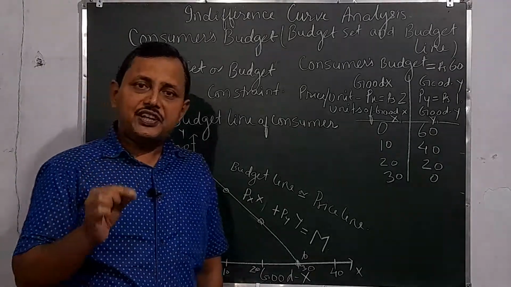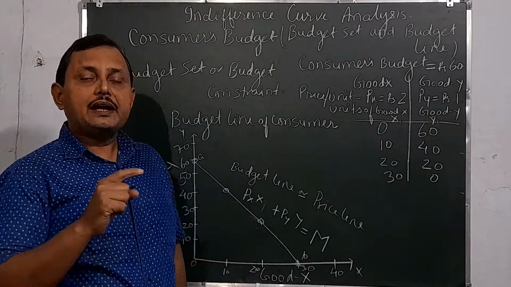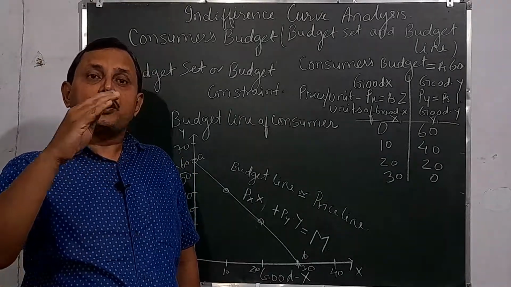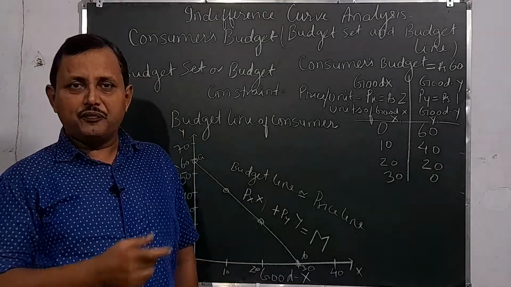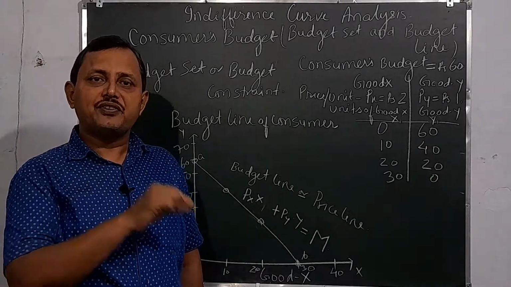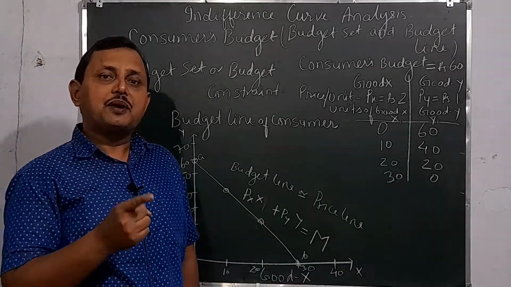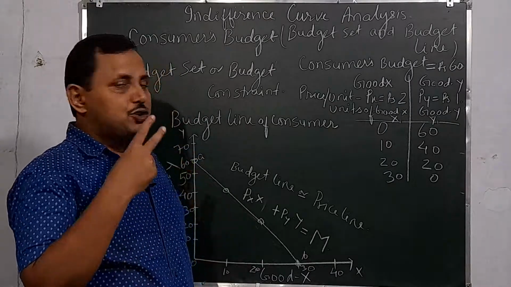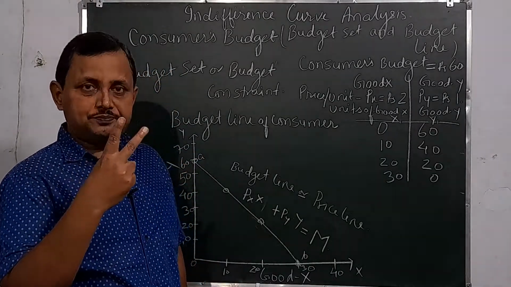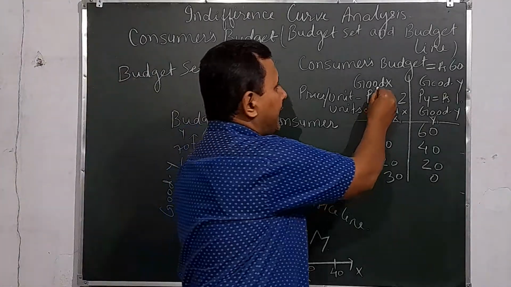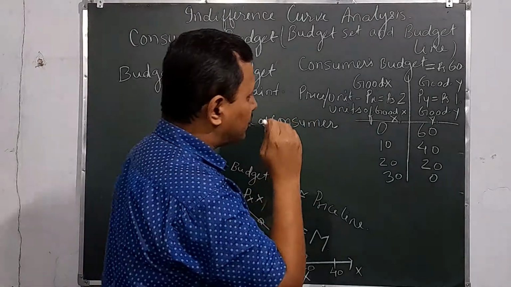Friends, every consumer has some budget, and spends his budget or allocates his income on the purchase of a variety of goods and services to fulfill his various needs and wants. But here, for simplicity and for study purposes, we assume that the consumer is allocating his budget on two goods, good X and good Y.